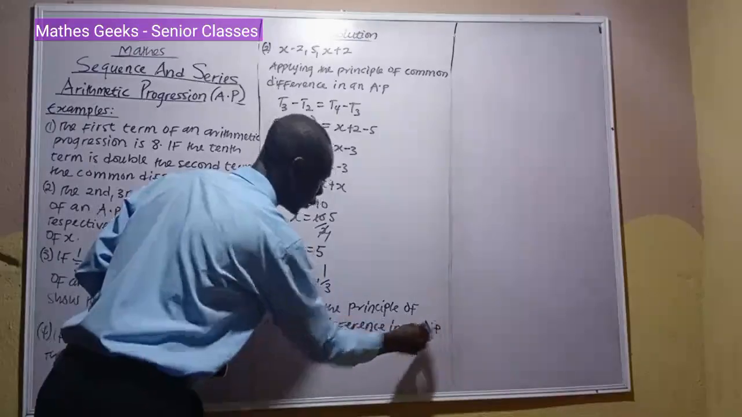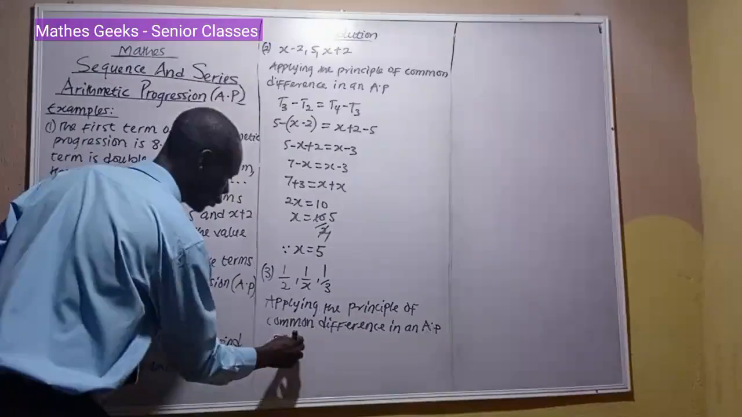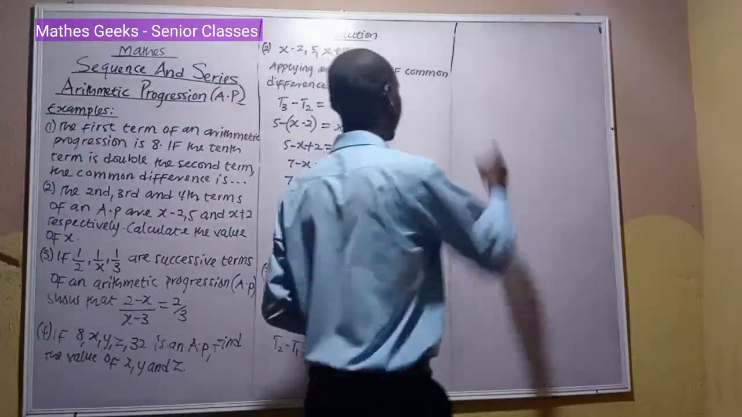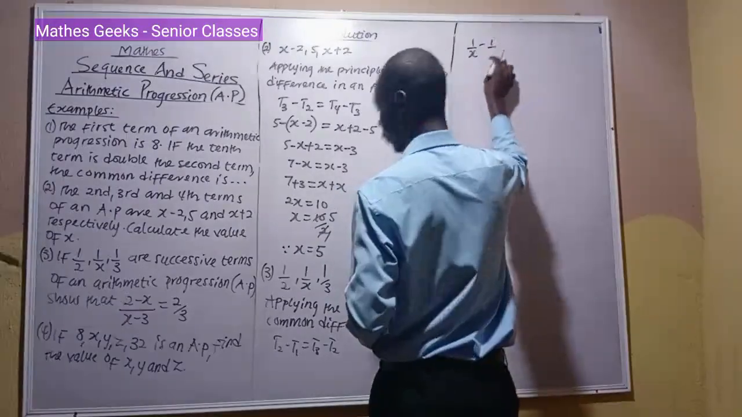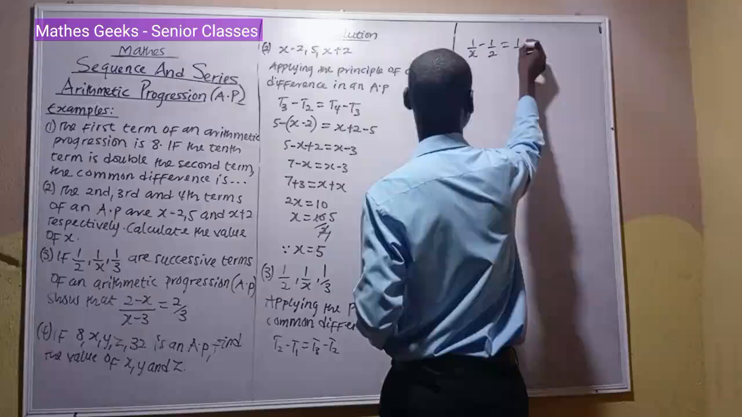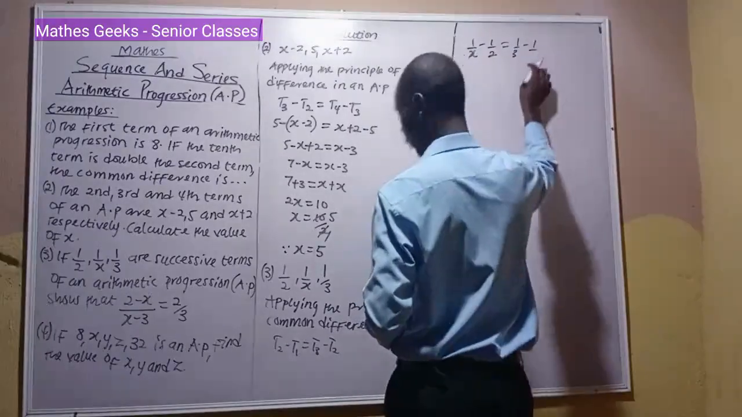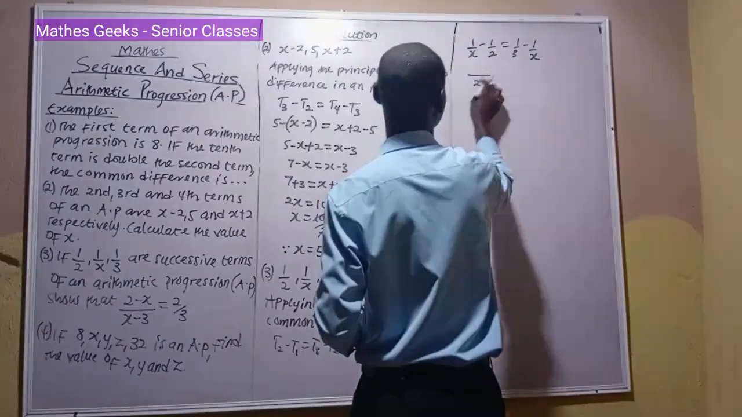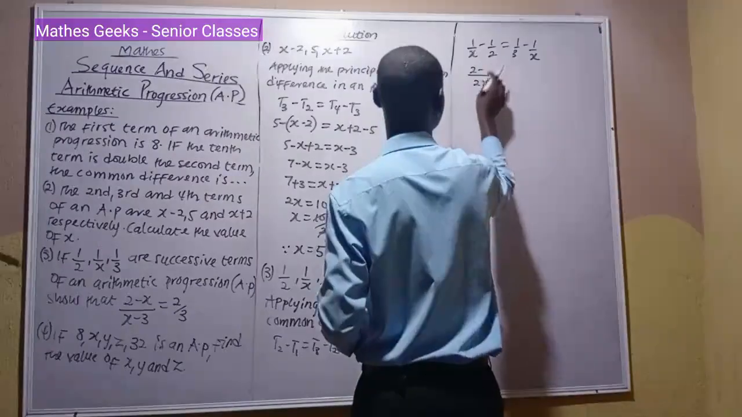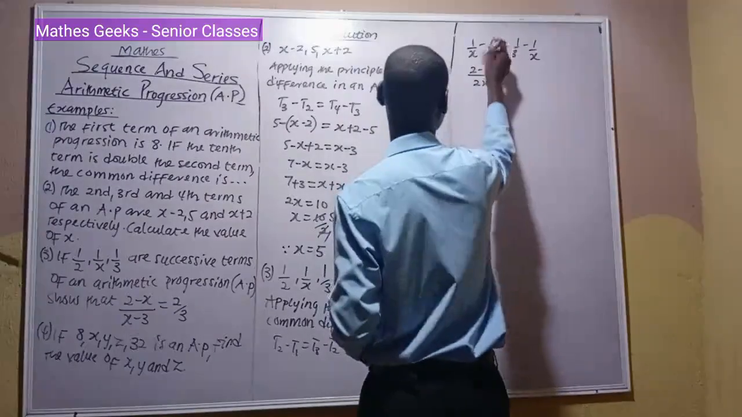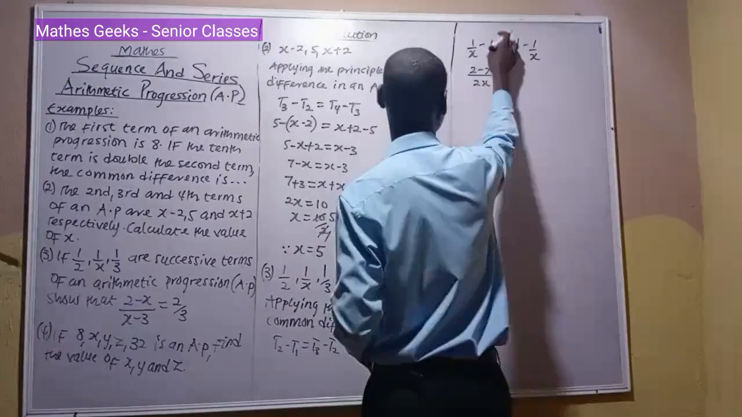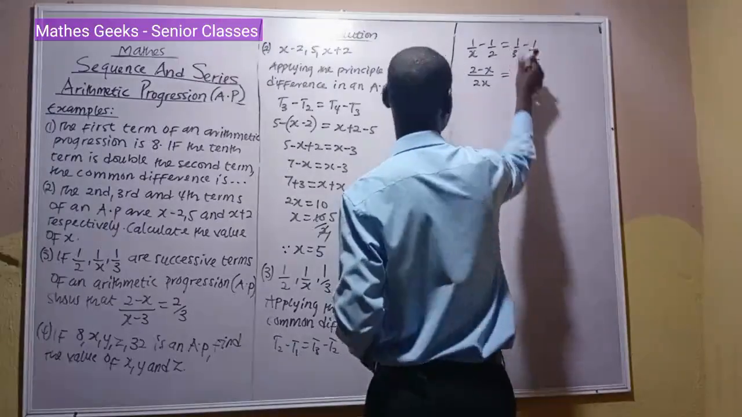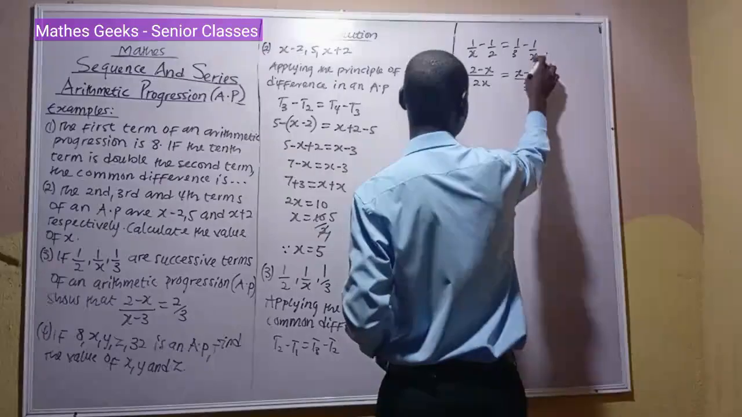In an AP, T2 minus T1 equals T3 minus T2. So T2 is 1 over x. 1 over x minus 1 over 2 is equal to 1 over 3 minus 1 over x. So let's simplify this part. LCM is 2x. 2x divided by x is 2, 2 times 1 is 2. 2x divided by 2 is x, x times minus 1 is minus x. Here LCM is 3x. 3x divided by 3 is x, x times 1 is x. Minus 3x divided by x is 3, 3 times 1 is 3.